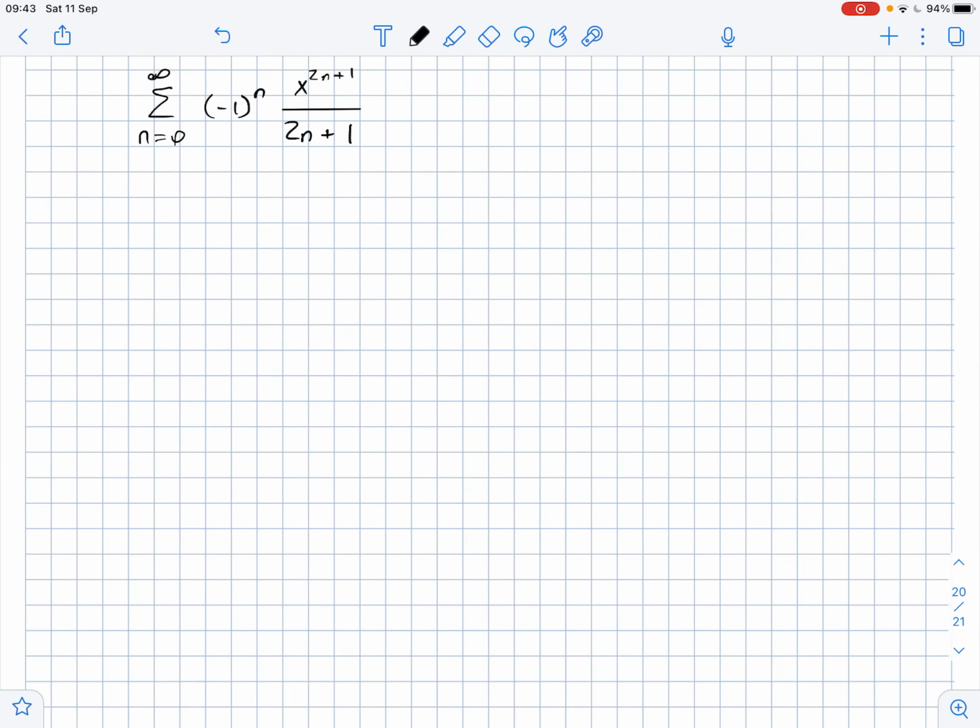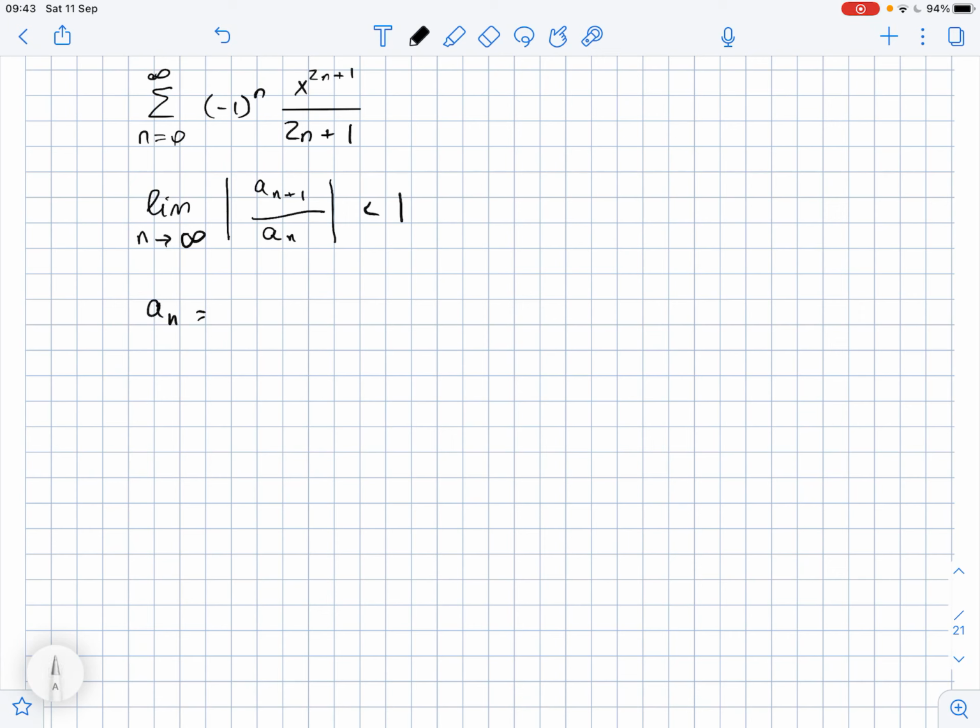So we need to determine the radius of convergence of the given series. We know that by the series ratio test, the series converges if the limit of the absolute value of a_(n+1) over a_n, where n approaches infinity, is less than 1.